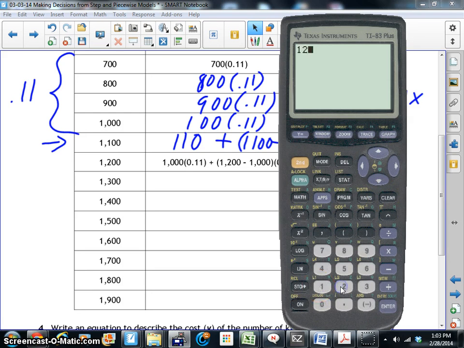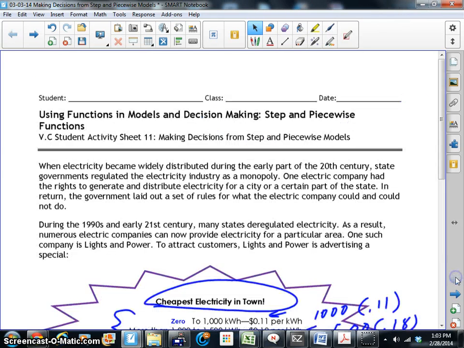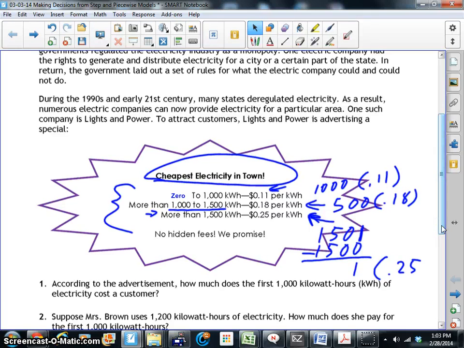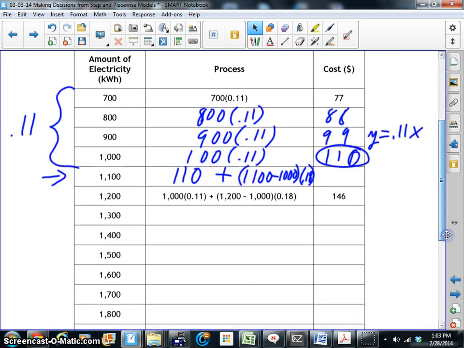So since we're making this next payment, we're doing 1,100 minus 1,000, and that's going to be 100 kilowatt hours times 0.18. So that's $18 that we need to pay. Make sure, yes. So that's 18. And as you can see, they're doing this right here for this part of the example. And if you notice, this is basically a representation of what we had right here.